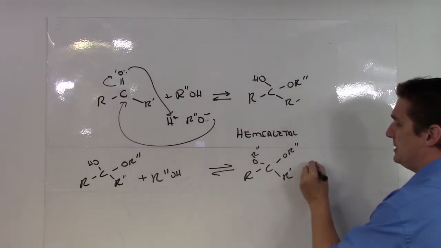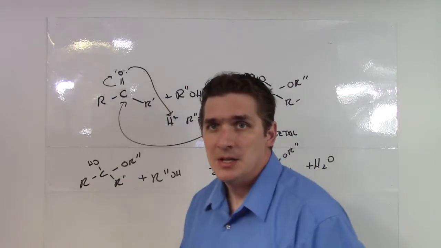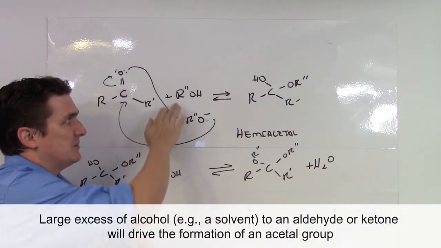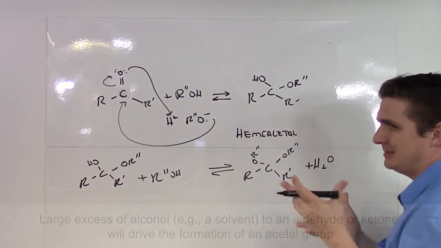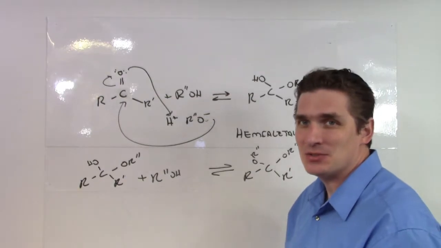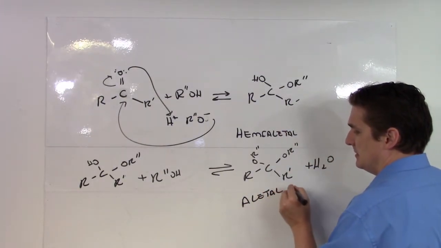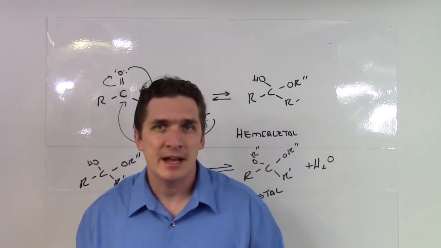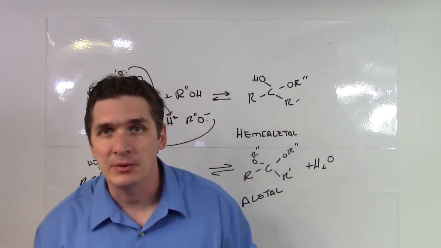So what will happen in this case is we end up making water. So if we add sufficient excess of this first alcohol, we're going to end up generating a second alcohol, and these geminal ethers to give us the acetal. Now, this is much more favored for an aldehyde over a ketone. So if this R prime here was an H, we'd be more likely to drive the reaction.